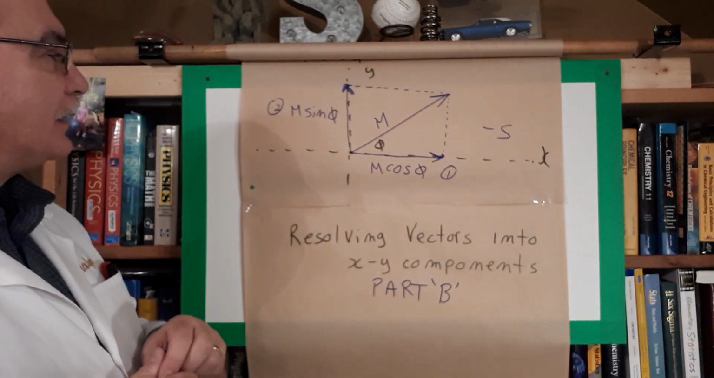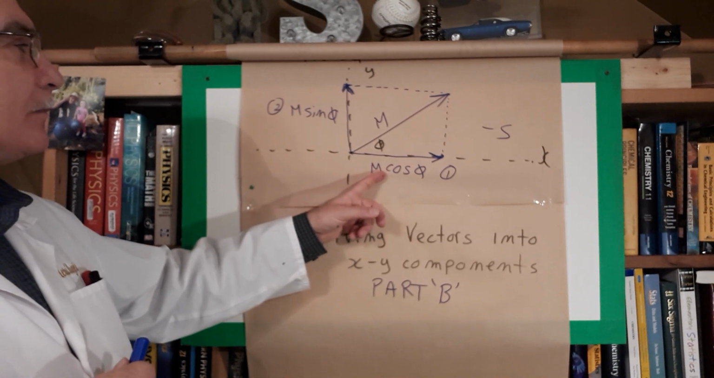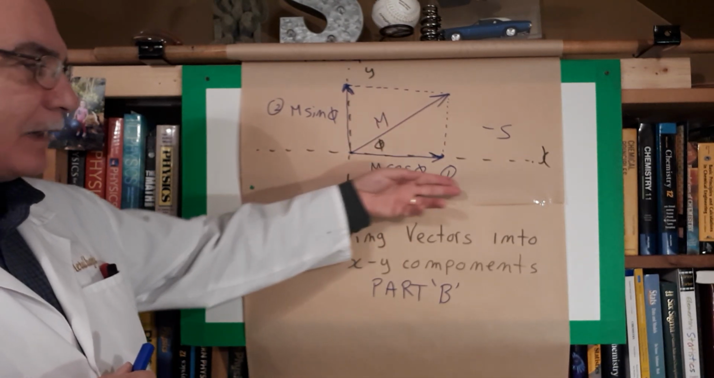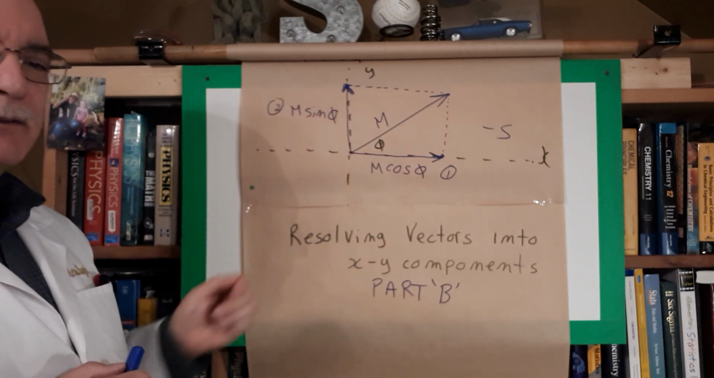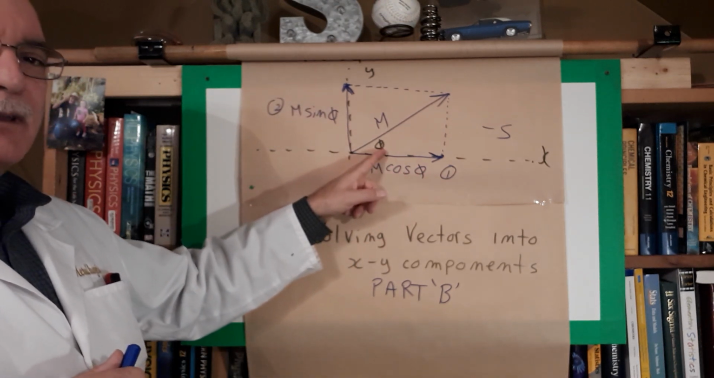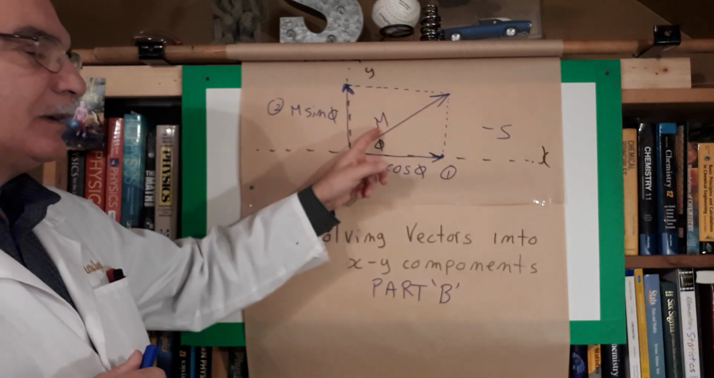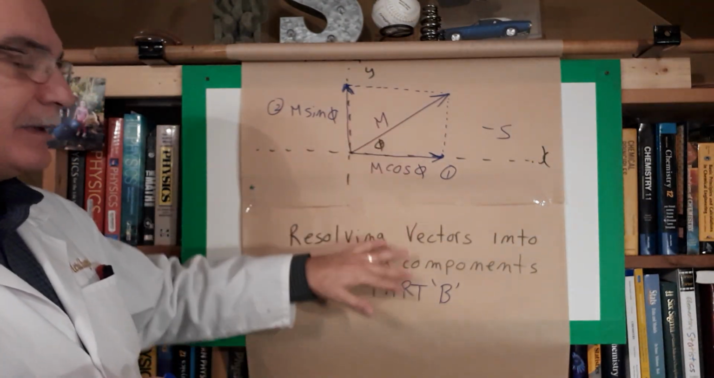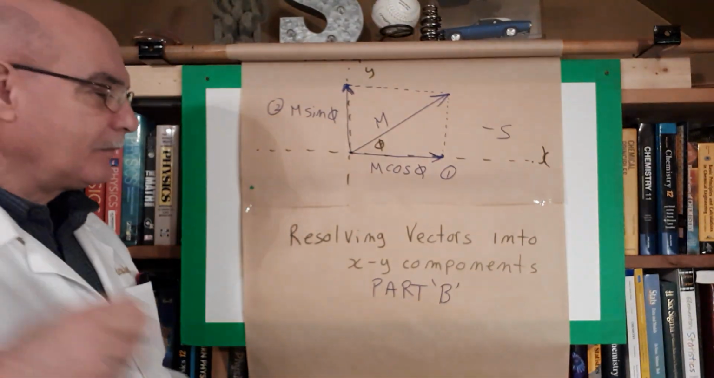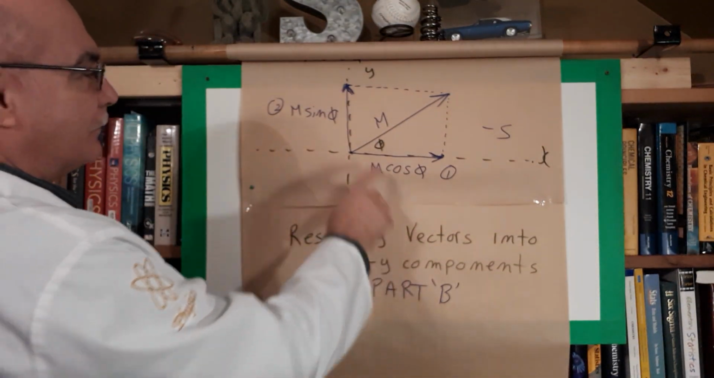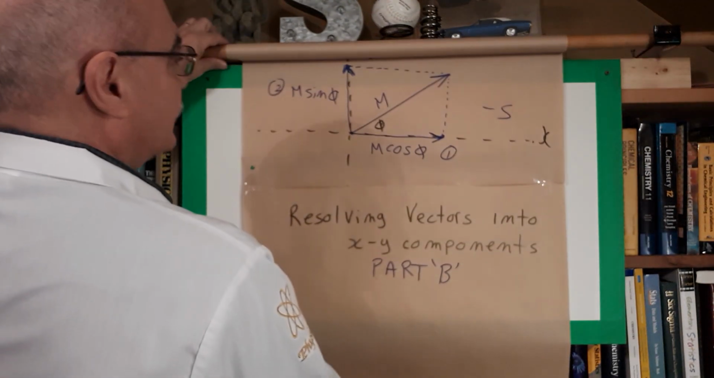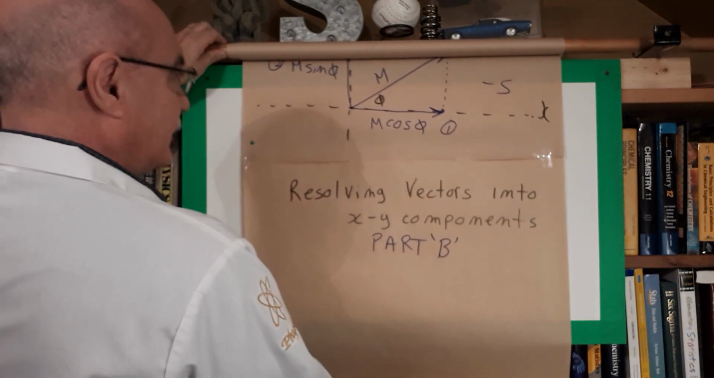In part A, we ended here, where we found what the equations were. We derived the equations for the x component and for the y component with respect to the angle theta and the magnitude m of the vector. So we're going to go ahead and continue this now, solving a problem using these two equations. So let's carry on here with part B.